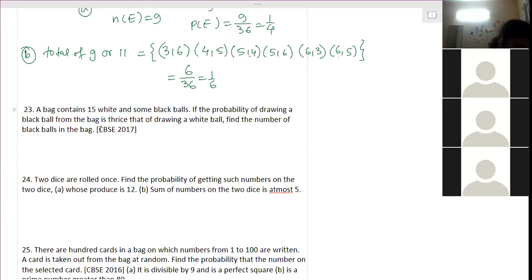Here in the 24th question, what is the meaning of the product being 12? Product of two numbers is 12. What are those? 2, 6, 6, 2, 3, 4, and 4, 3.